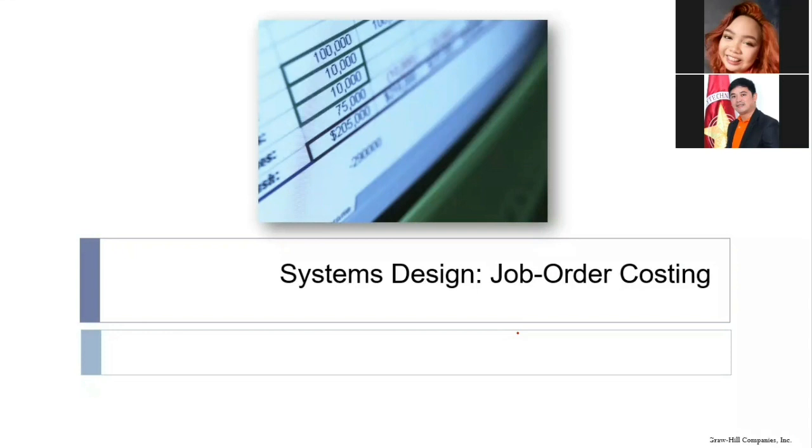Sino gusto mong sumagot for you? Meron ka bang ituturong kaibigan? Kung sino na lang po may gusto. Wow, very safe. Sige nga, try natin si Miss Lazaro. Miss Lazaro, baka naman gusto mong itry. Miss Lazaro, hello?